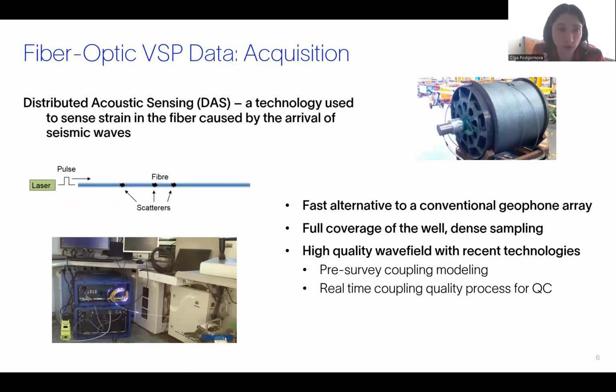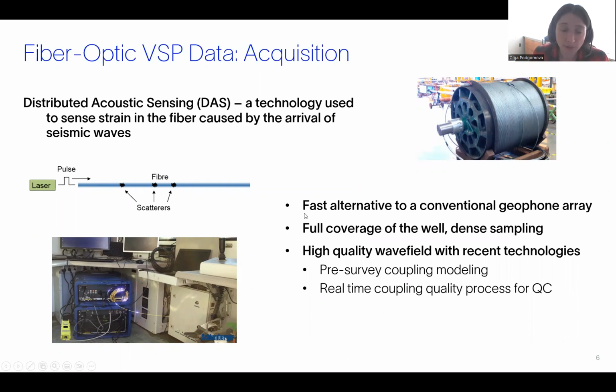So I'm not going to give a deep introduction about fiber optic measurements, because it should be a different talk, but in a simple way: distributed acoustic sensing, or DAS. This is a technology which allows you to measure the strain of the fiber caused by the arrival of seismic waves. So you basically have a controlled source injecting seismic waves, which propagate through the subsurface and reach the fiber, stretch it, and the strain caused by that stretching can be measured.